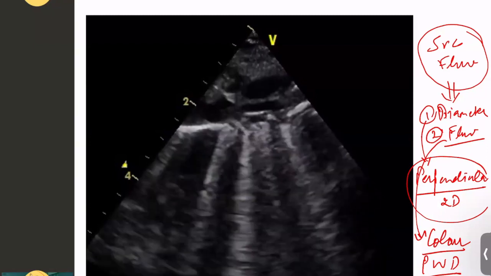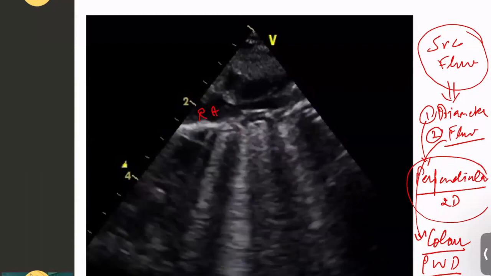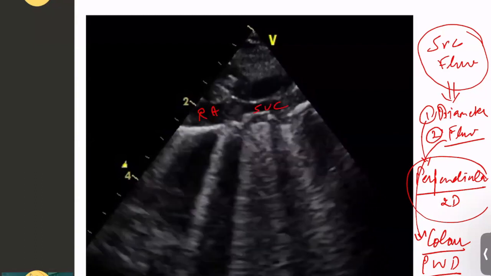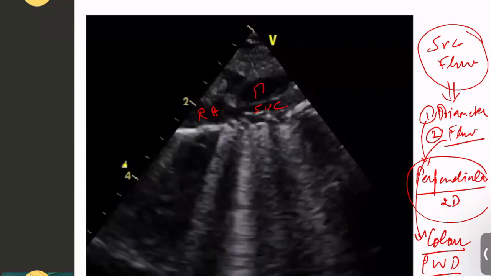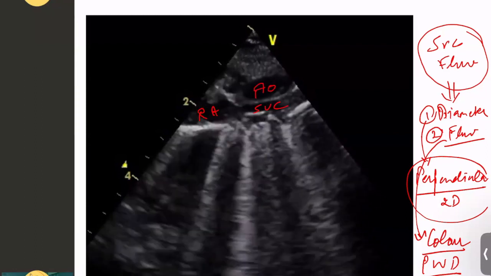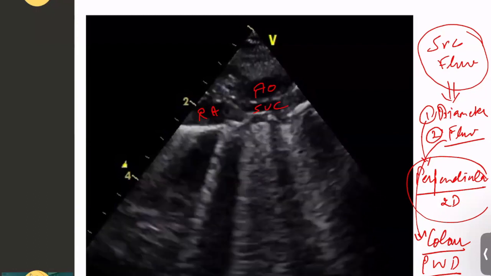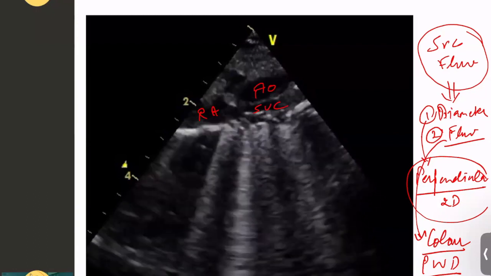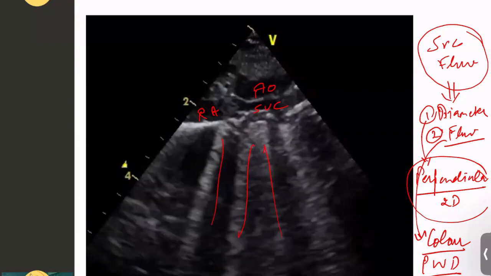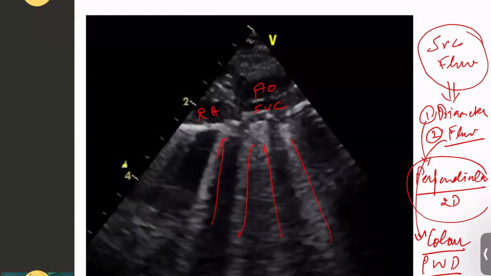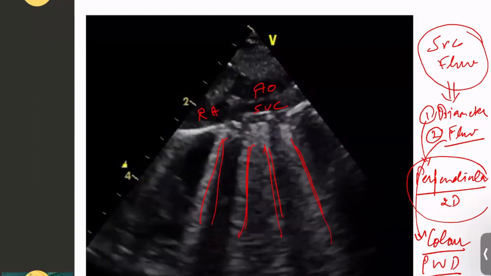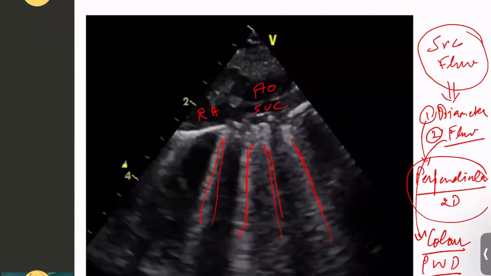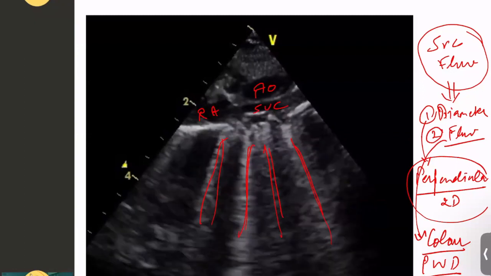Then you see that this is the RA and this vessel which is entering is the superior vena cava. On top of the superior vena cava is the aorta. So this is a little unusual view, but this is how you assess it. Physically, if you were present, I would have asked you, but this is the lung and these are the B lines of the lung. So this is where you assess the SVC diameter.